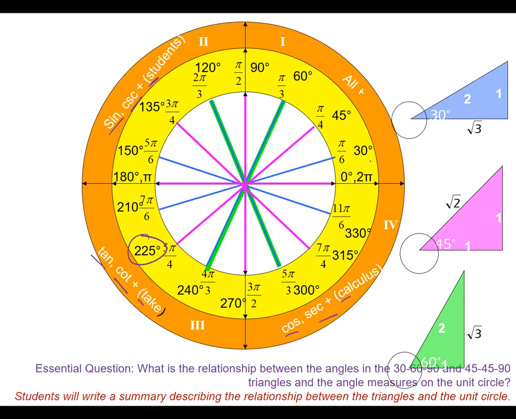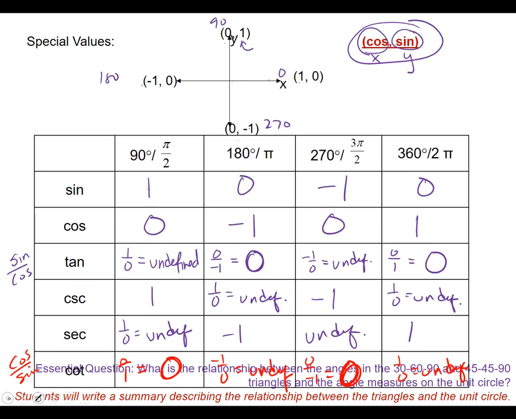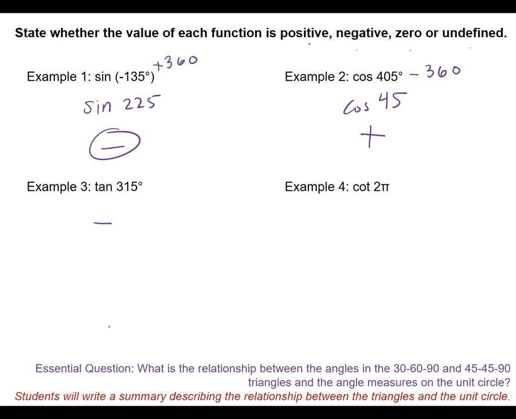It's on the line. So what am I supposed to do if it's on the line? Go to your chart, right? And eventually you're not going to need the chart. We'll wean you off the chart. Okay, so we're going to go to the chart, cotangent of 2 pi. What do we know about cotangent of 2 pi? It's undefined. So we're going to write undefined. So this said positive, negative, 0, or undefined, or possibilities, right?